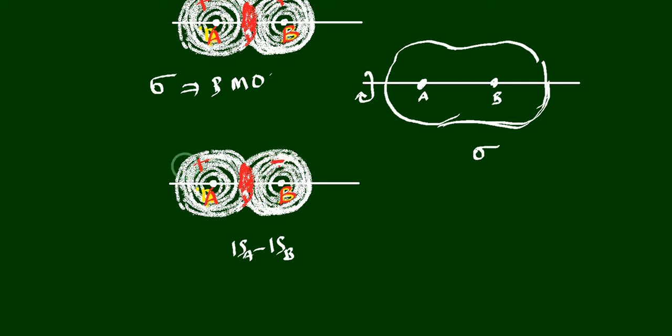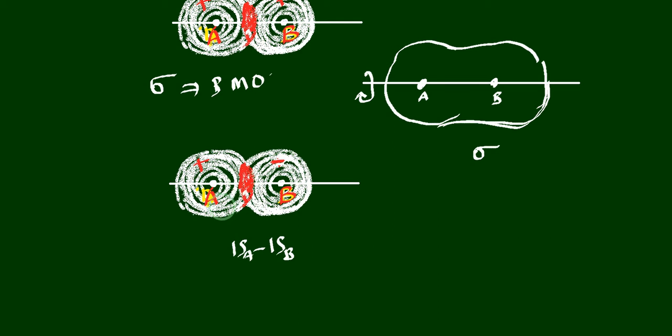So this is plus here, and in the case of 1s B, it is minus here, because the sign of the atomic orbital is changed because of the expression of the molecular orbital, right? In the molecular orbital expression, we have 1s A minus 1s B. Since it is minus 1s B, the sign of the atomic orbital is to be considered as minus here.